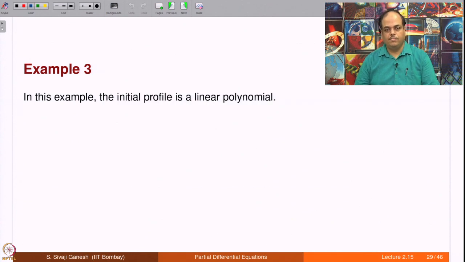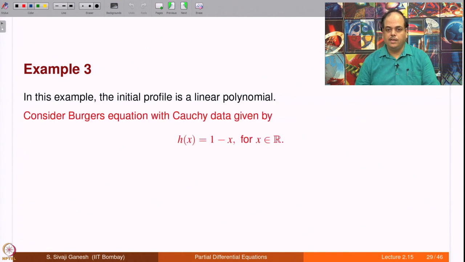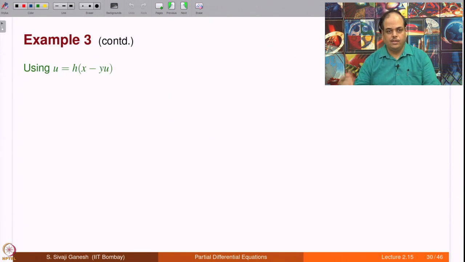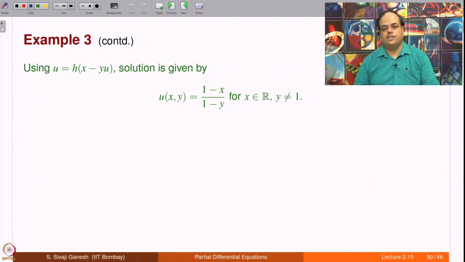Let us look at the third example. Here the initial profile is a very nice initial profile. It is a linear polynomial 1 minus x, no jumps, nothing. It is continuously differentiable, C infinity, an analytic polynomial after all. So, let us substitute and get the expression for u. We get u(x, y) equal to (1 minus x) by (1 minus y); obviously y should not be equal to 1. It means on the line y equal to 1, u is not defined.